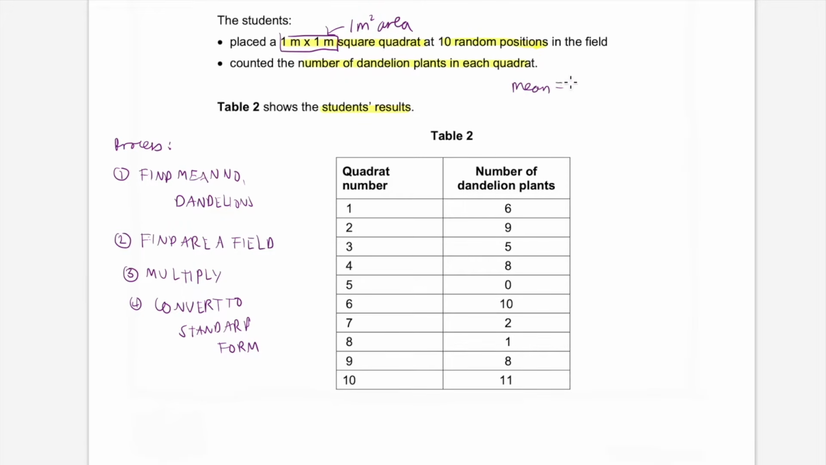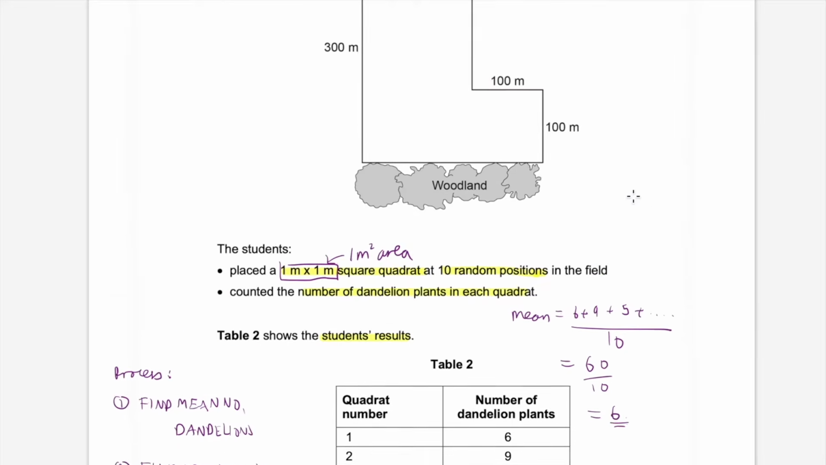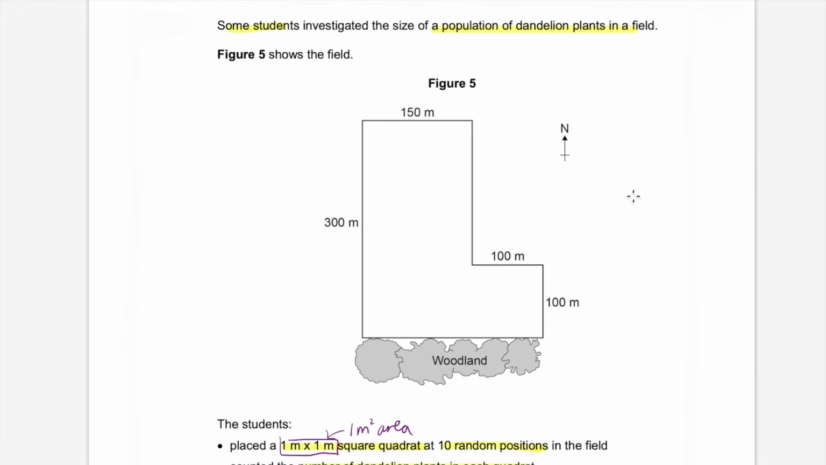So first of all, to find the mean, we add up each of the data points for the number of dandelions, and then we divide this by 10, since there are 10 different quadrats. This gives a value of 6.0, or 6. Next, let's find the area of the field. Since this is a compound shape, we'll split it into 2 rectangles.